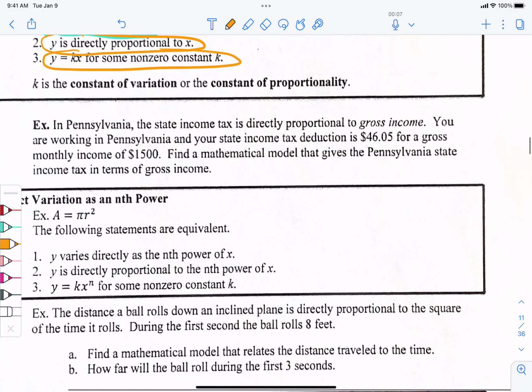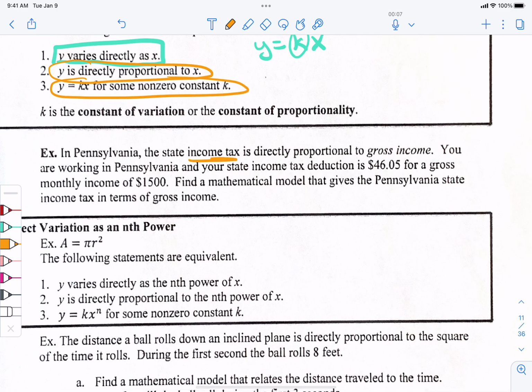Okay? So example, in Pennsylvania, the state income tax is directly proportional to the gross income. So I'm going to write down, your tax is equal to some value times your income, right? Tax and income are directly related, with some constant in between them. Now, what is that constant going to stand for according to this problem? That's going to be the tax rate. K is going to be the tax rate. I take the tax rate times the income, and that tells me how much money I pay in taxes, right?